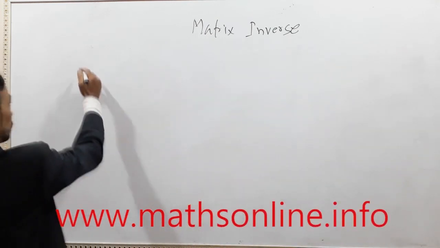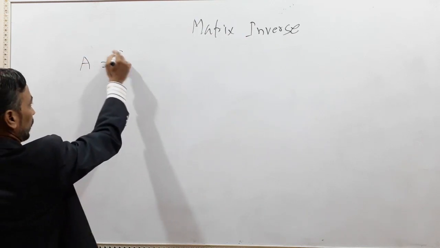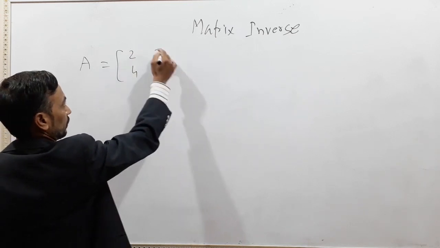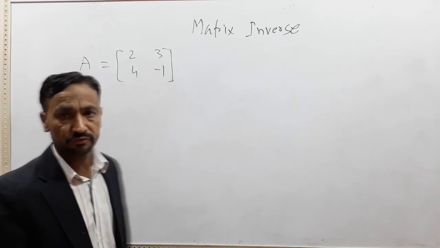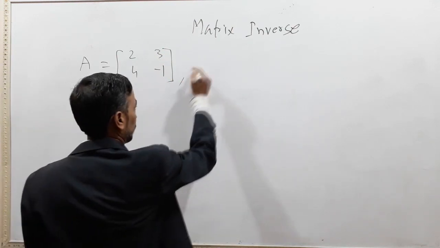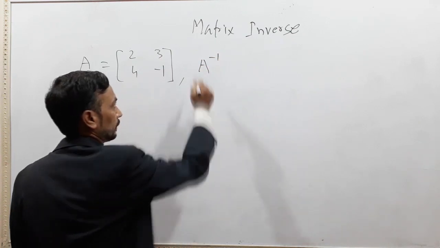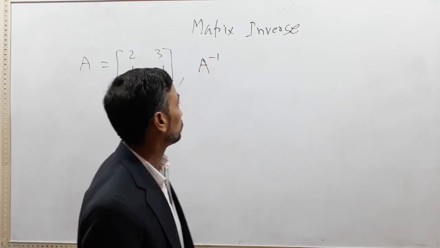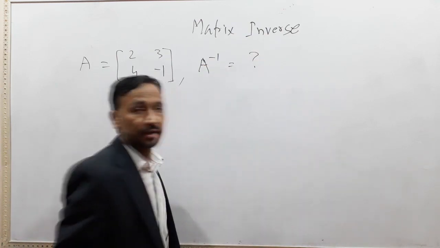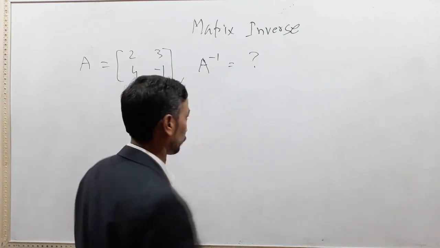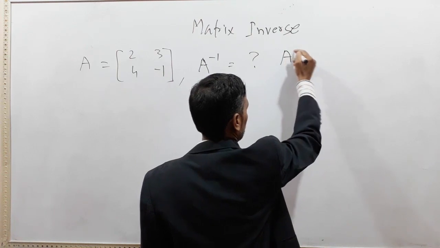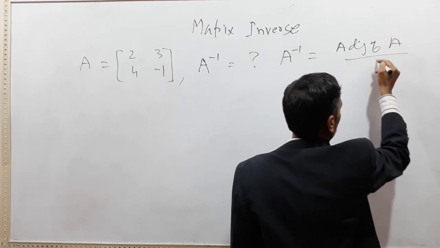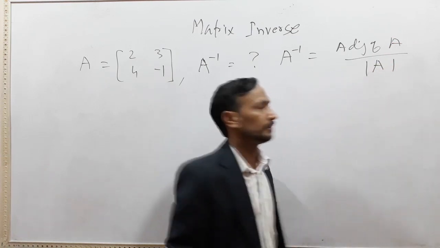Suppose we have a matrix, the name of the matrix is A, and this is 2, 3, 4, minus 1. We are going to find out the inverse of A. The simple formula to find out the inverse of a 2 by 2 matrix, or of any matrix, is the adjoint of A divided by the determinant of A.